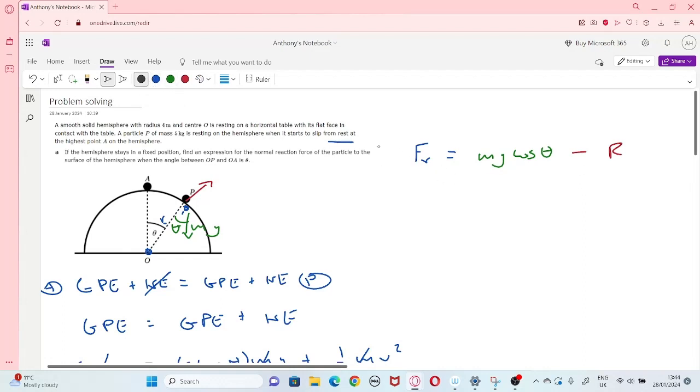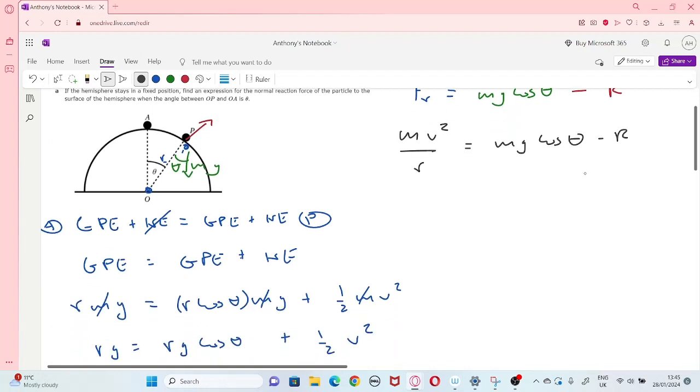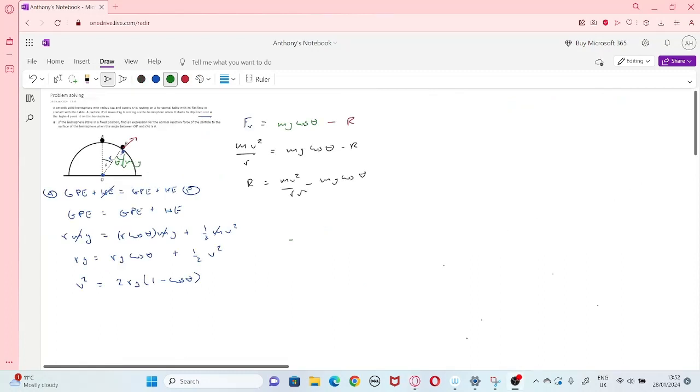And now we know our resultant force is equal to mv squared over r. And then we can rearrange the equation to make R, our reaction force, the subject. We've got reaction force is equal to, now that we've got two equations, we can plug in our v squared from the first equation into the reaction force, because we're trying to find the equation for the reaction force.